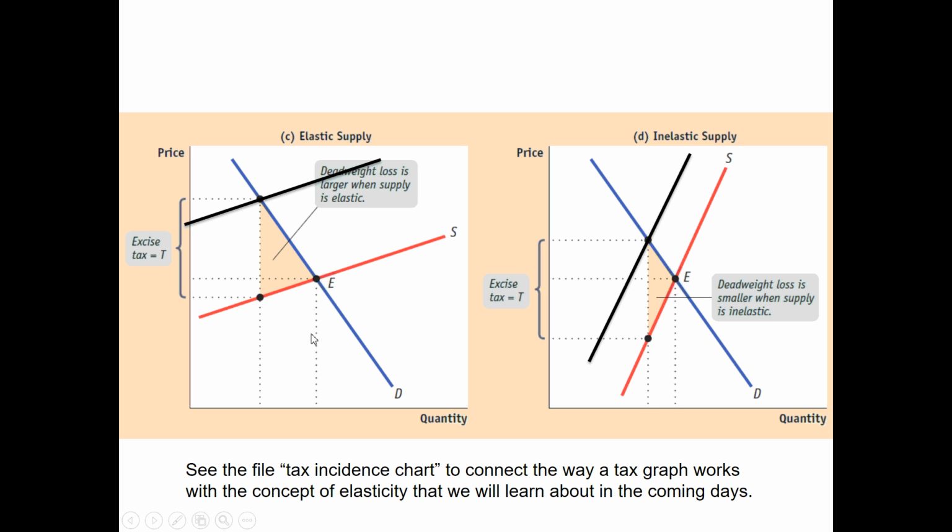And where is producer surplus? Well, it's below price received. Notice price paid is up here, but price received is down here. So in this case, producer surplus is just that tiny little triangle above supply, to the left of the quantity sold, and below the price received.